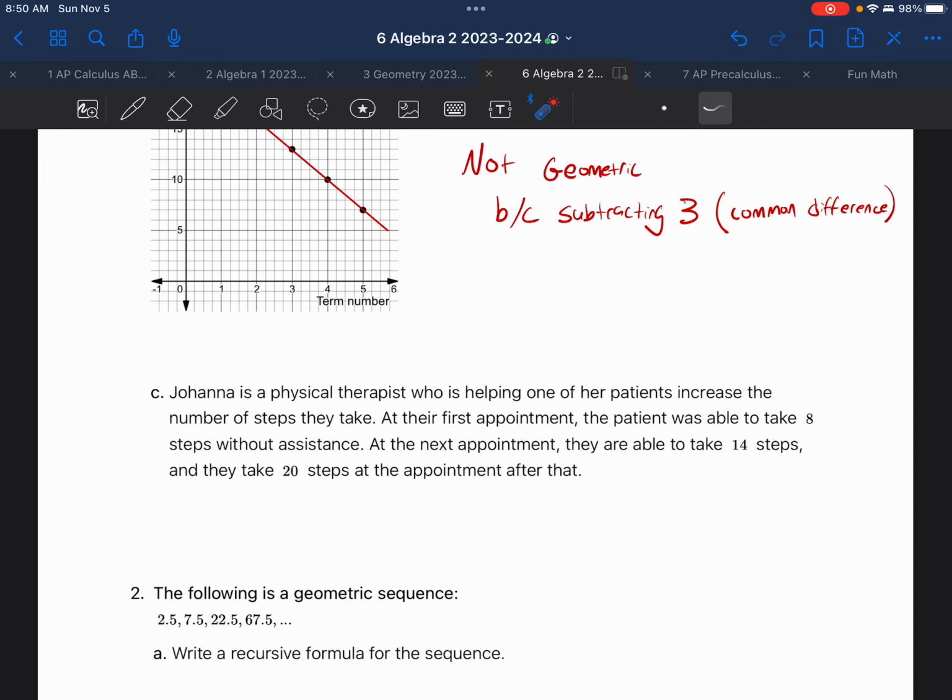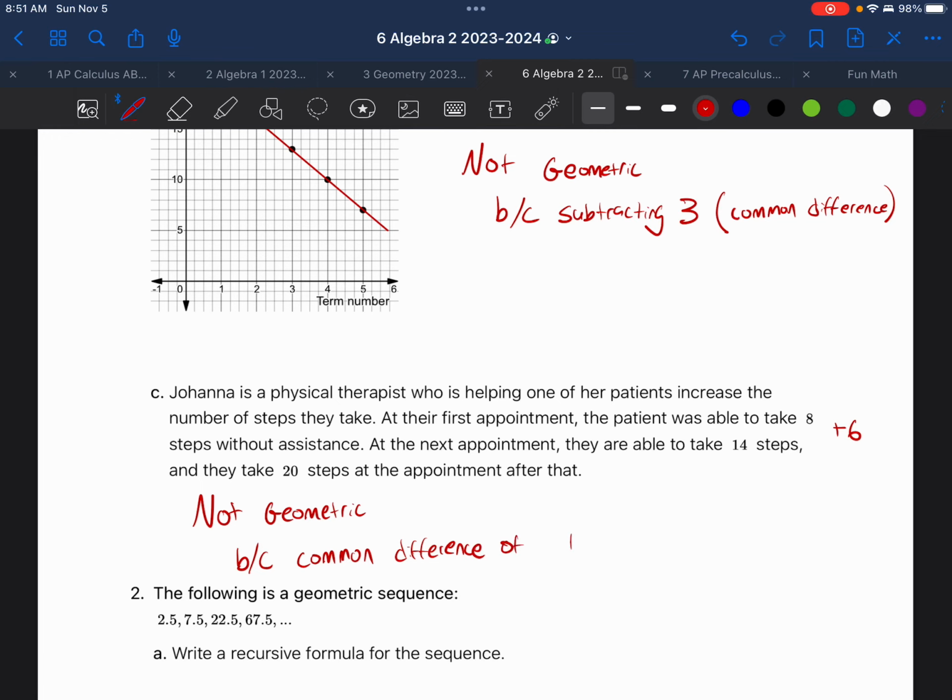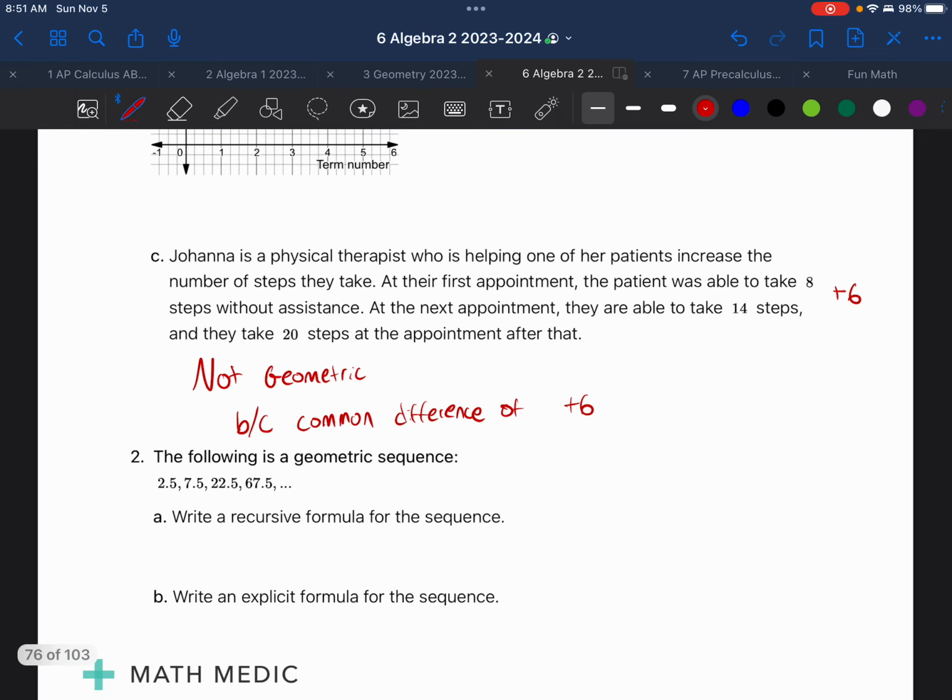All right, so I'm going to guess I'm adding because I don't know how to get from 8 to 14. Like if it was 8 to 16, I could say, oh yeah, that's doubling, but 8 to 14, I have a feeling this is going to be just adding. So 14 minus 8 is going to be 6, so this looks like a plus 6, and if I add 6 again, 14 plus 6 is indeed 20, so we'll say not geometric again, and we'll say because not a common ratio but a common difference of plus 6.